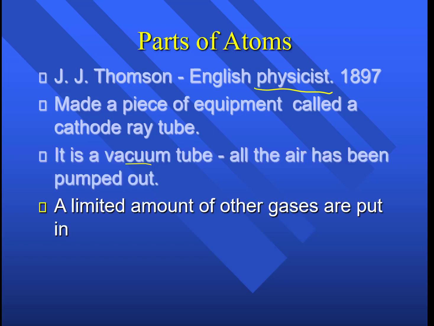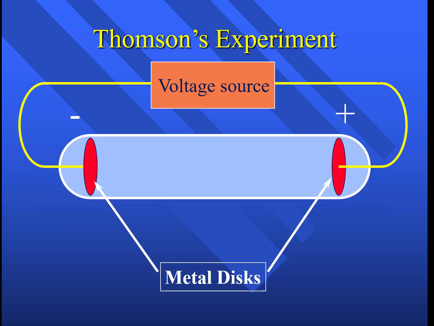Now they did actually put in just a little bit of other gas. They found they needed a little bit of gas for this to work. Just a tiny little bit. Inside you got metal discs. This one is called the cathode. This one is called the anode.